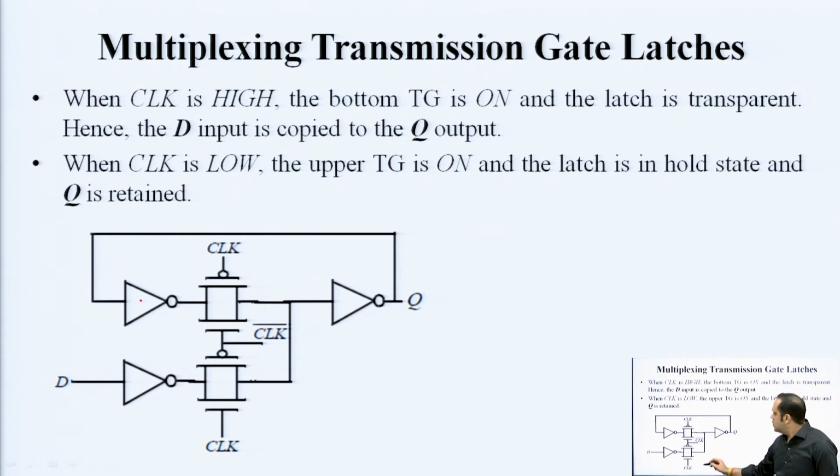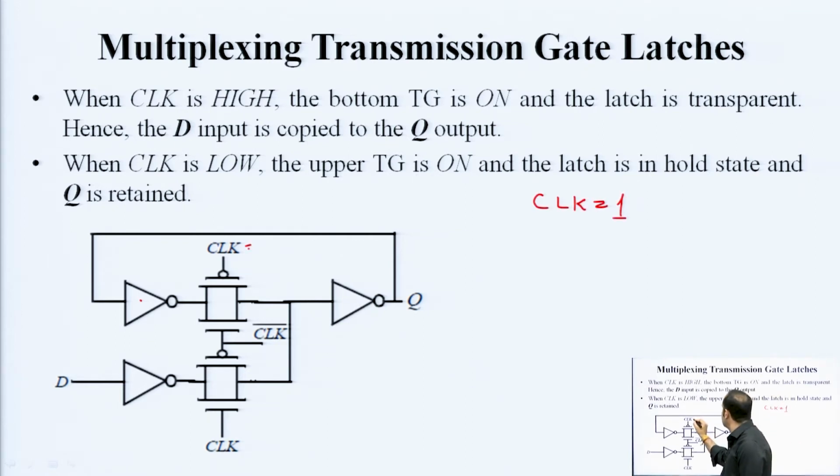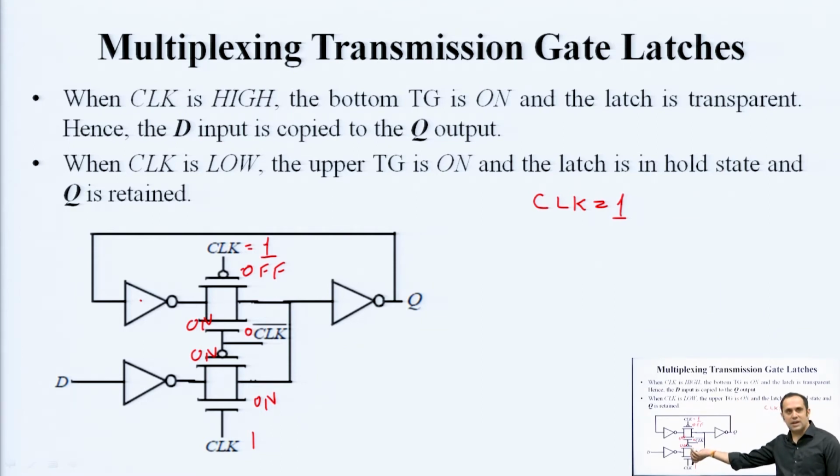When clock is 1, this becomes 0 and this is 1. So, this is off, and this part is on, which basically means that the lower transmission gate, or the lower switch, turns on and becomes a closed switch. In that case, this D complemented by the inverter will enter this circuit. So, D bar will be allowed to enter, gets inverted again and Q gets updated by D. This is known as the so called write operation of the latch circuit. So, the output takes the value of the input.